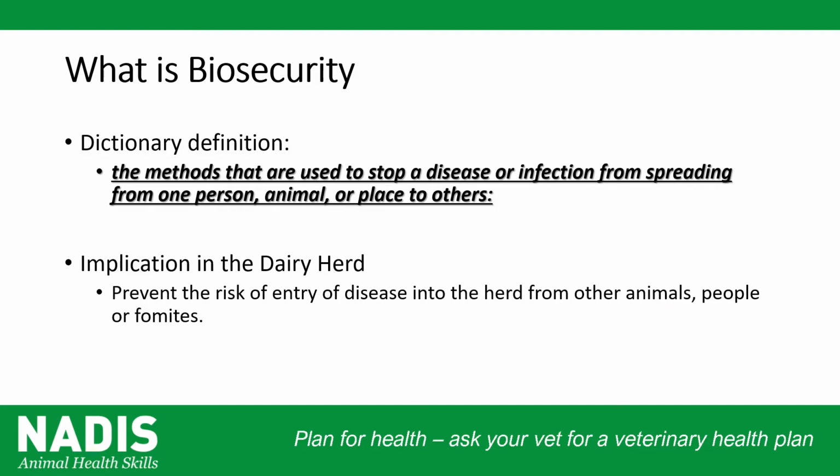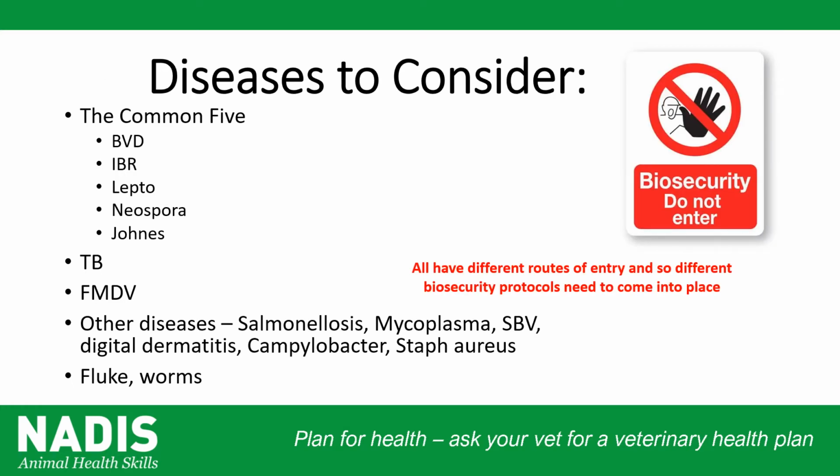And first things first, what is biosecurity? So your dictionary definition is the methods used to stop a disease or infection from spreading from one person, animal or place to others. So for our dairy herd, we're really thinking about preventing the risk of entry of disease into the herd from either other animals, people or fomites, which kind of cover all objects and machinery and that kind of thing.